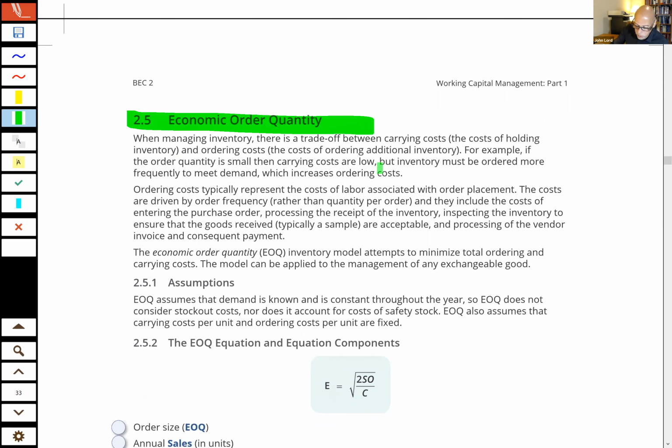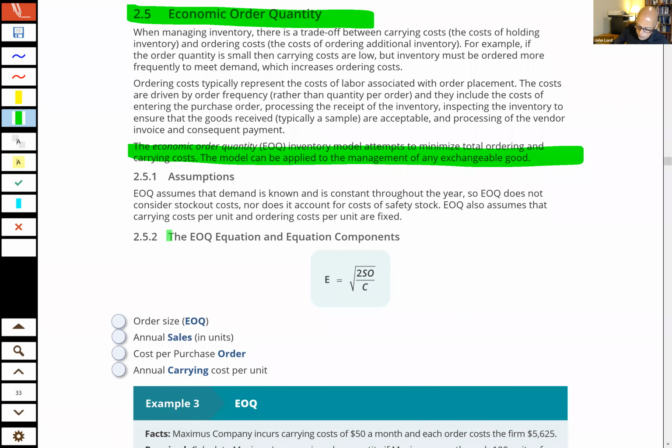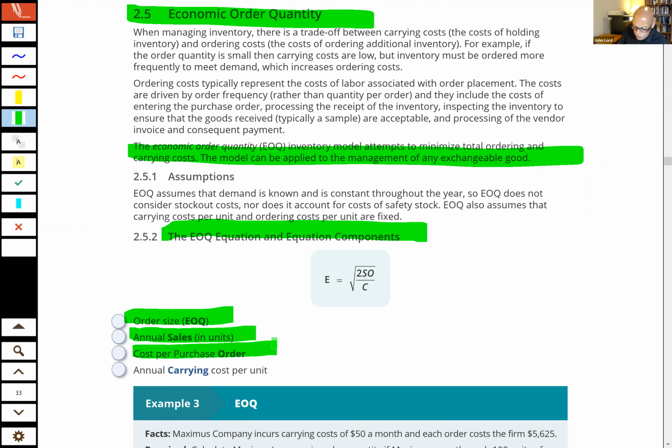this one you're definitely going to have to flashcard economic order quantity, and then they give you the different factors that could affect the cost of our inventory: order size, annual sales, cost per purchase order. That's when we're buying the inventory, and then our carrying cost. And it's kind of funky because they're telling you you'd have to take the square root of that, and the calculator that you would have on the exam would give you that square root.